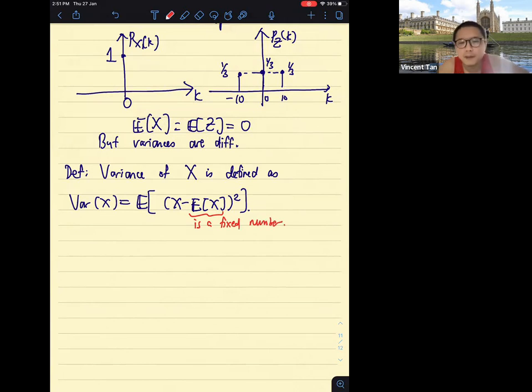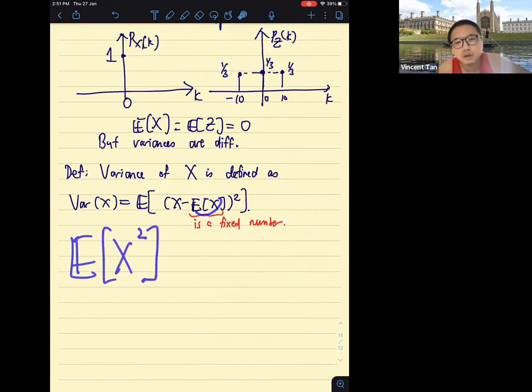This is a fixed number, okay? So what we are interested in is basically the random variable x, take away a fixed number, square it, and take the expectation. So for example, if your expectation is equal to zero, that's what we call a zero mean random variable. It's very convenient. Then the variance is nothing but the expectation of x squared.